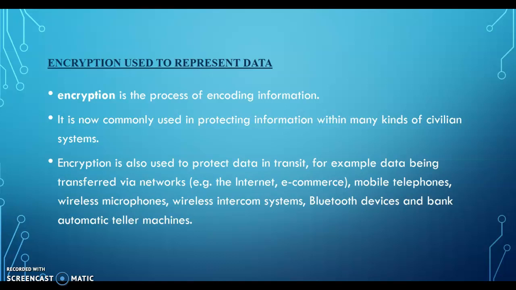With regards to encryption, this is a process of encoding information, and it is commonly used for protecting information within many kinds of civilian systems. It is used to protect data in transit, for example, data being transferred by networks, mobile phones, wireless microphones, wireless intercom systems, Bluetooth devices, and bank automatic teller machines.